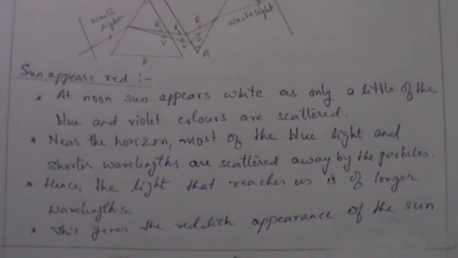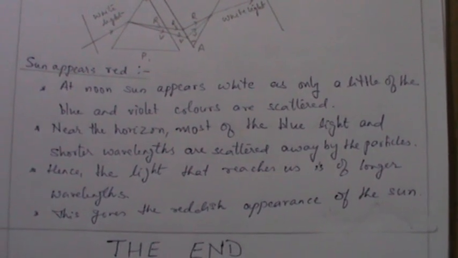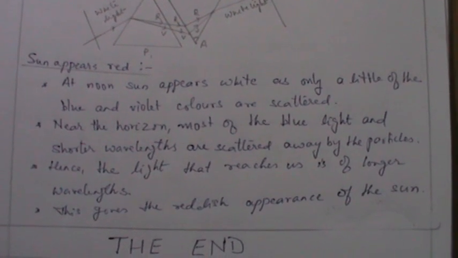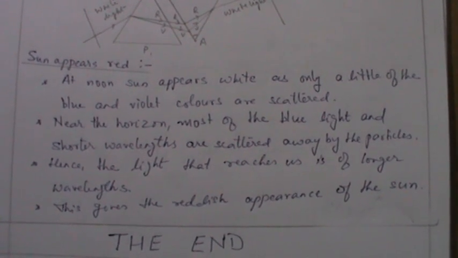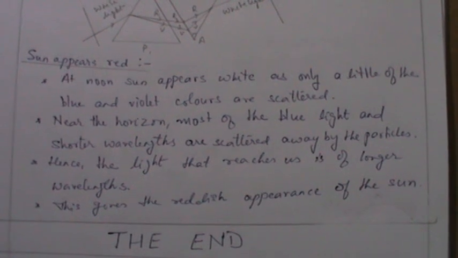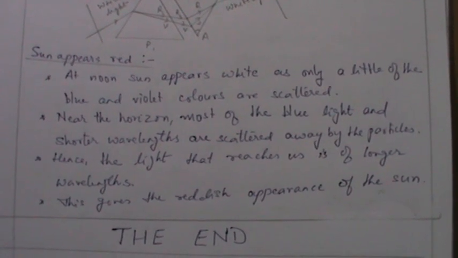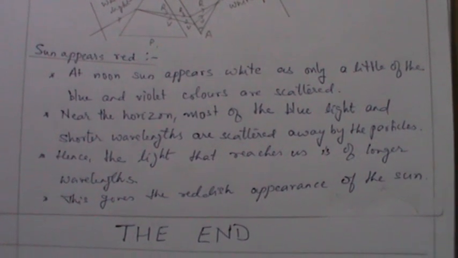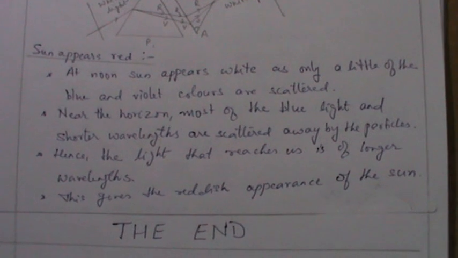The sun appears red at sunrise. At noon, the sun appears white as only a little of the blue and violet colors are scattered. Near the horizon, most of the blue light and shorter wavelengths are scattered away by the particles. Hence, the light that reaches us is of longer wavelengths. This gives the reddish appearance of the sun.